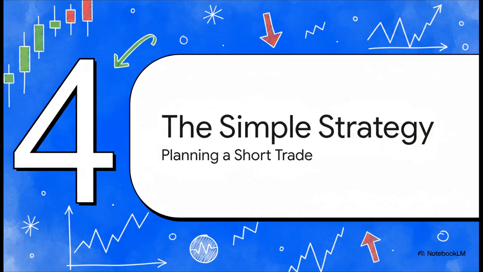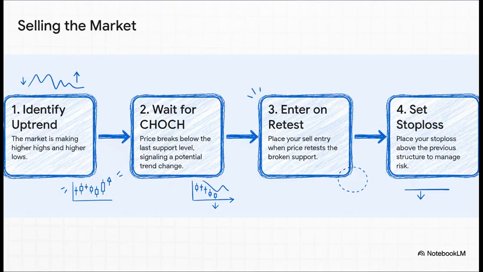Okay, it is time to put this all together. We've got the letters, the words, and the grammar. Let's build our actual strategy, starting with how to plan a trade for when we think the price is going to go down, what we call a short trade. So here's the logic. It's super simple. First, we need to see a clear uptrend.